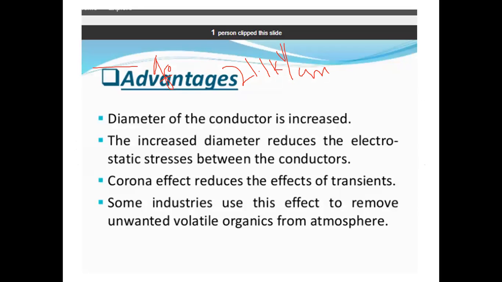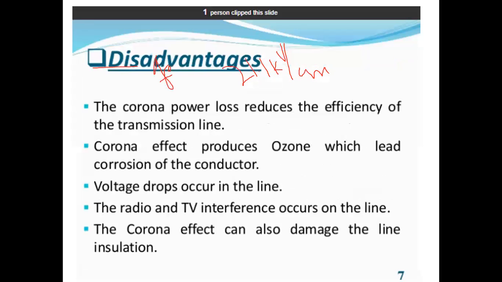Advantages: there are some advantages of the corona, but it doesn't mean that for the sake of the advantages we will intentionally cause corona losses in the transmission line. The first advantage is that the diameter of the conductor is increased. The increased diameter reduces the electrostatic stresses between the conductors, and the corona effect reduces the effect of the transients. And some industries use this effect to remove unwanted volatile organics from the atmosphere.